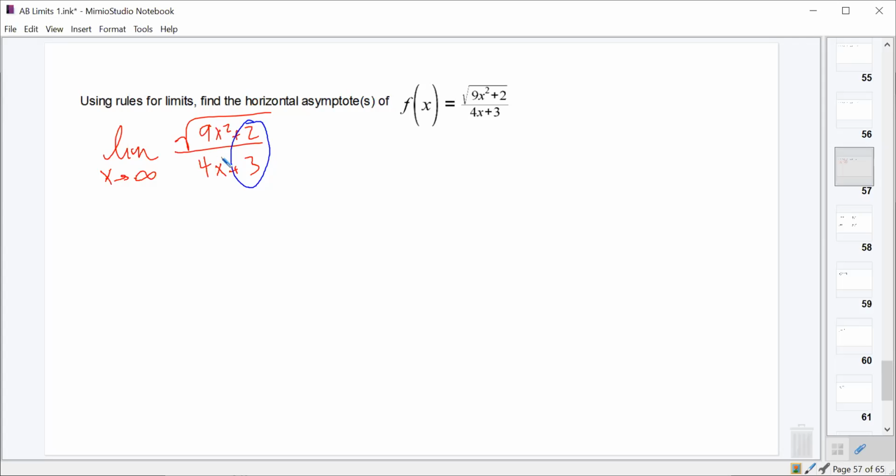In comparison to, let's say I'm plugging in a 1 followed by a billion zeros and then squaring it and multiplying it by 9, that plus 2 is effectively nothing, right? So we can sort of just say those are going to go towards 0 as x gets very, very large. And rewrite this as the limit as x approaches infinity of the square root of 9x squared over just 4x.